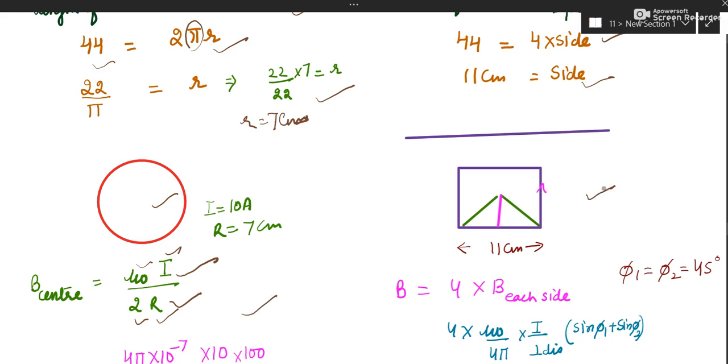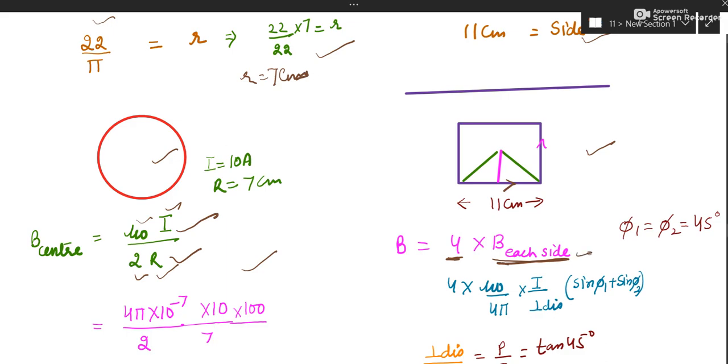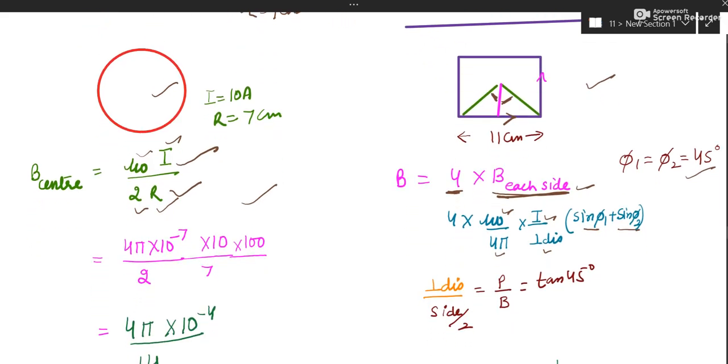Now for the square, we have done a question based upon a square in the previous video of numericals. So you can check from that as well. It is 4 times the magnetic field due to each side. And each side is a straight wire. So we'll use that formula, mu naught by 4 pi I by perpendicular distance, sin phi 1 plus sin phi 2. The wire is not infinitely long. So in case of the square, we have seen in the previous video also, both the angles are 45. Sin 45 is 1 by root 2. You can substitute here.